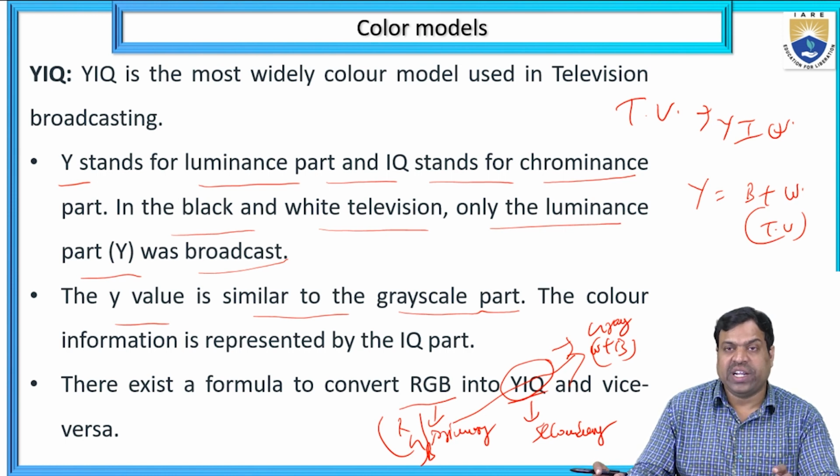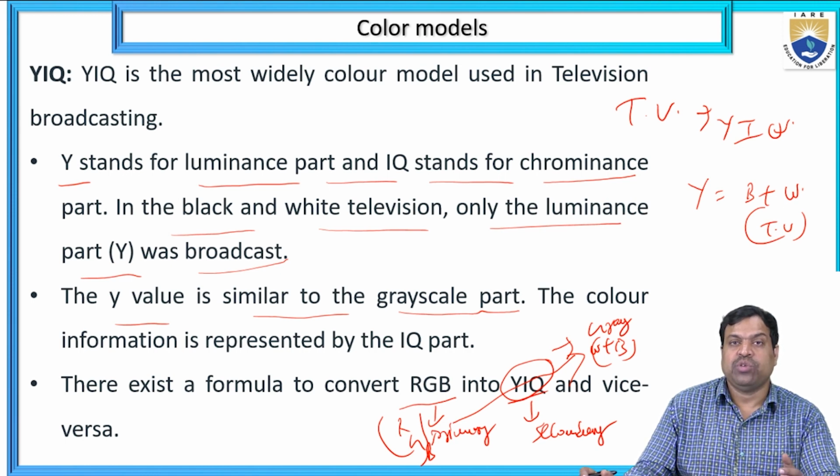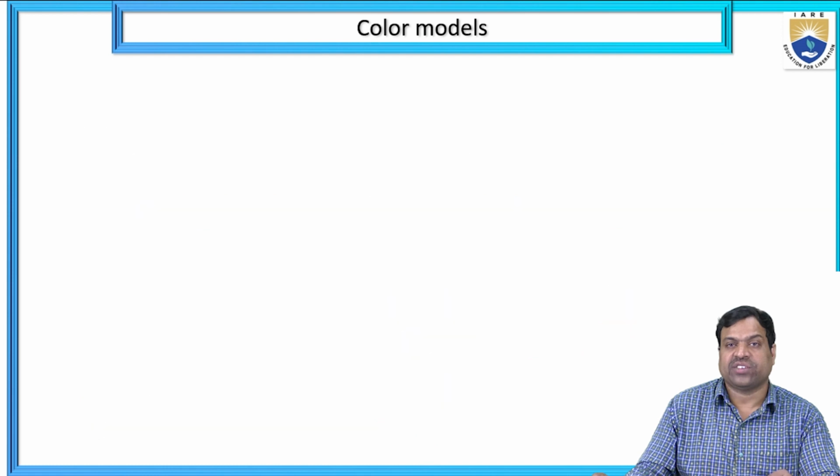Suppose I have a TV, and the TV is black and white. But what is the input? The channel is giving the color image, but it is converted to black and white. How? I am using YIQ here. IQ is the standard for the chrominance part. It is converting to black and white, that is grayscale or gray colors.